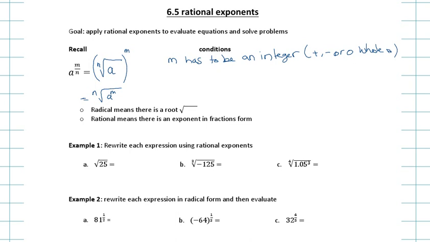Now when it comes to n, it has to be a positive integer. So n has to be greater than 0. n cannot equal 0, and it can't be negative. And the base a can't be negative if n is even, sorry. So a has to be positive.